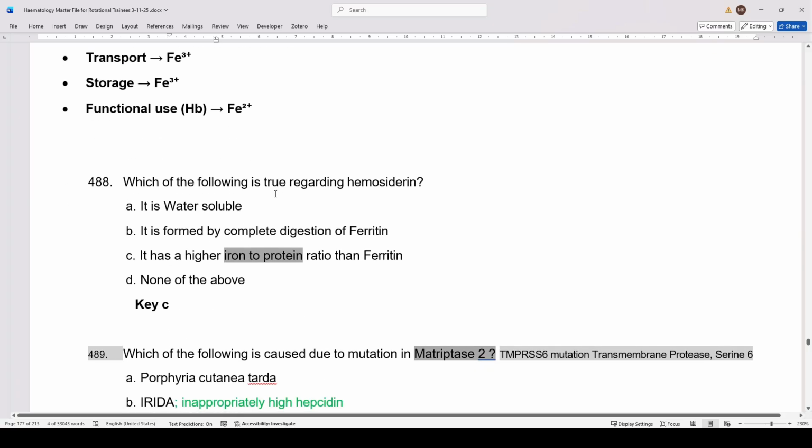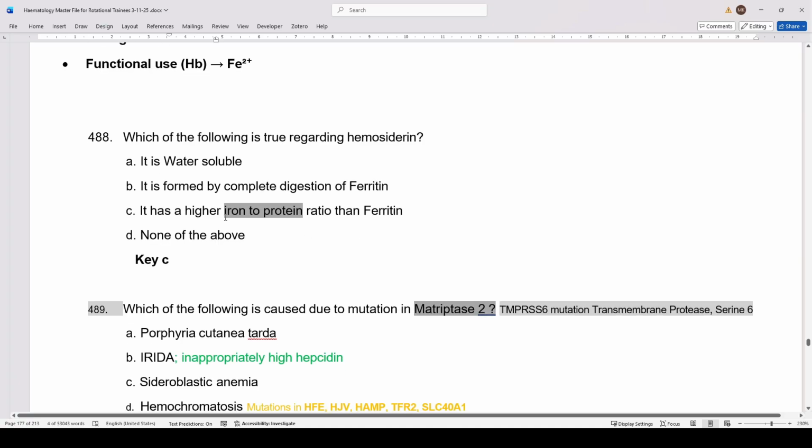Which of the following is true regarding hemosiderin? It is water soluble? No, it is insoluble. It is formed by complete digestion of ferritin? No, it is formed by incomplete digestion of ferritin. It has a higher iron to protein ratio than ferritin? Yes, it has an iron to protein ratio more than ferritin. So option C is correct for hemosiderin.